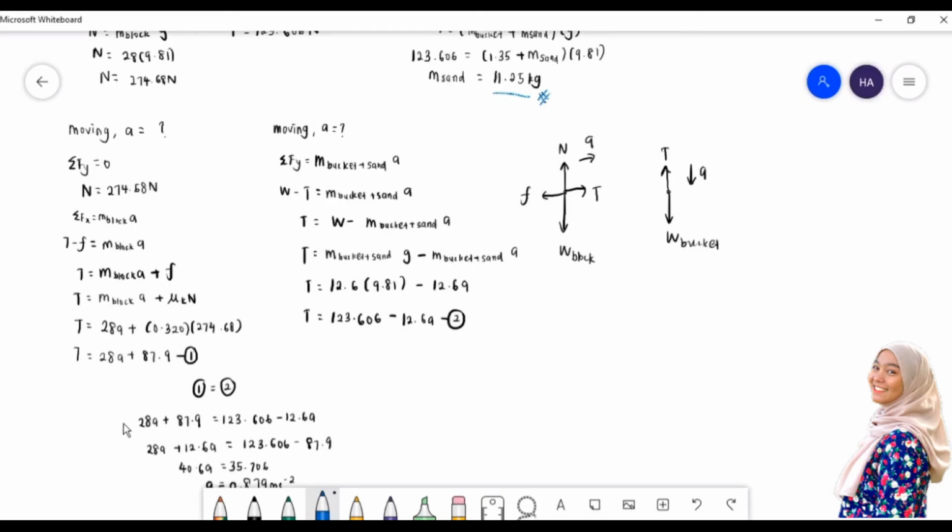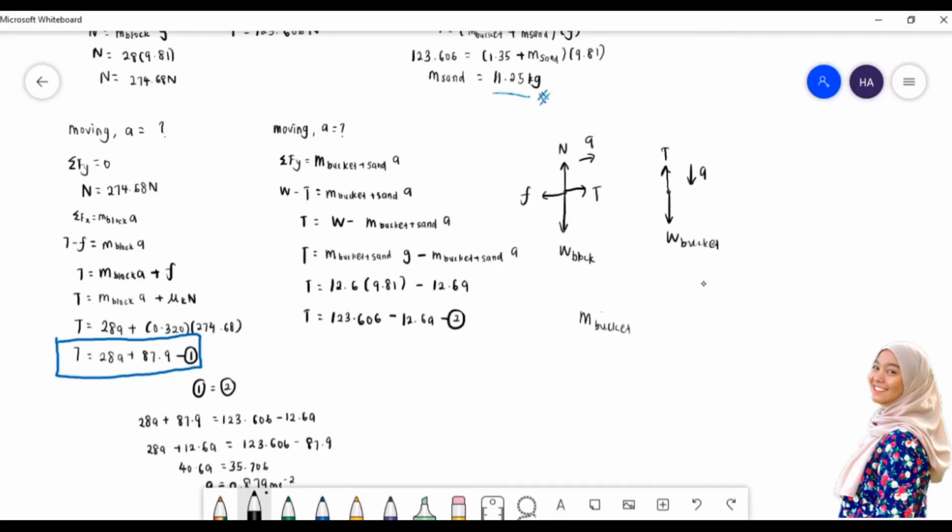Okay. Yang kedua, dia kata moving acceleration, kita tak tahu berapa tapi dia adalah moving. So kita ada sistem bucket kat sini. So dia moving downward. Okay. So dia akan jadi Fy equals to ma sebab dia ada acceleration. So W minus T sebab dia moving downward. So kita akan ambil W sebab acceleration dia ke bawah. Ambil W minus dengan T equals to ma, M bucket plus sand. Okay. M bucket plus sand ni kita boleh tambah sebab tadi kita dapat M sand dan juga kita ada nilai M bucket.